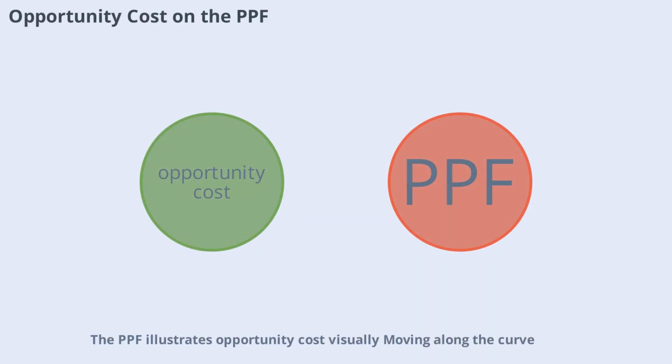The PPF illustrates opportunity cost visually. Moving along the curve, producing more of one good means producing less of another. The slope of the PPF shows the opportunity cost of shifting resources from one product to another. This helps us see the real trade-offs involved in production decisions.